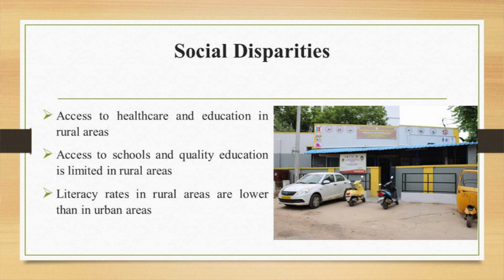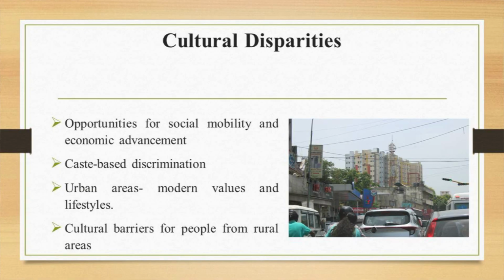So, just to give a brief about the social disparities, the rural and urban divide in India is also characterized by social disparities, particularly in terms of access to health care and education. Rural areas of India are often lagging in basic healthcare facilities, with a shortage of doctors and hospitals in many areas. This has resulted in poor health outcomes for people living in rural areas. And education is also a significant issue in rural areas, where access to schools and quality education is limited. Cultural disparity includes factors that contribute to the rural urban divide in India, which has a traditional social structure and values which can limit opportunities for social mobility and economic advancement.